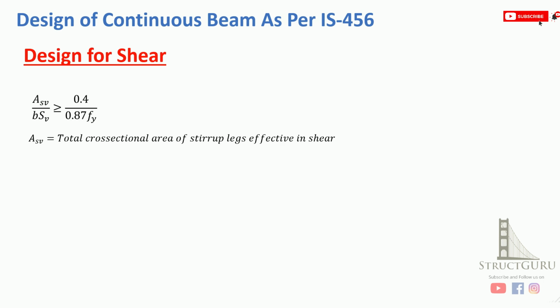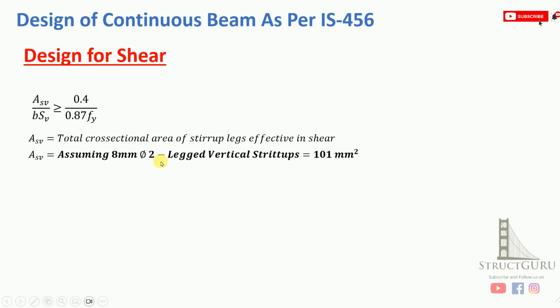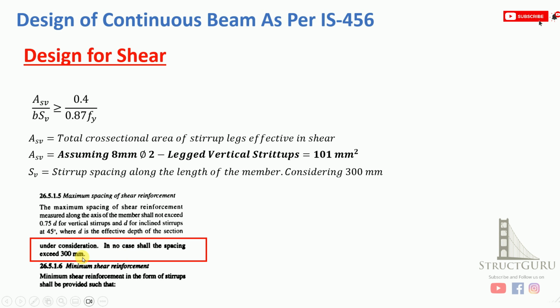So ASV is considered as total cross-sectional area of stirrup legs effective in shear. So ASV we are assuming right now as 8 mm dia, 2 leg vertical stirrups, and for this bar size area will be 101 mm square. SV is the stirrups spacing along the length of the member. The spacing shall not exceed 300 mm in any case, so we are assuming 300 mm is spacing.